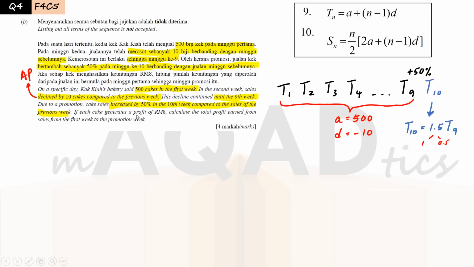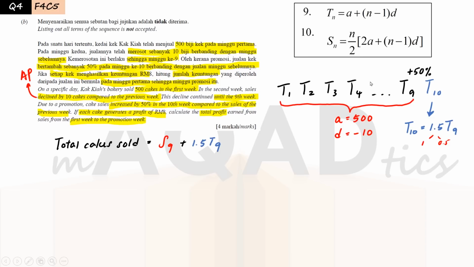Okay, so it says here for each cake generates a profit of RM8. So now we need to find the total profit from the first week, which is T1, to the promotion week, which is T10. Okay, so to find the profit, let us find the total cakes sold first. Alright, so here this 9 weeks, the first 9 weeks, it is following this progression. So this is the first 9 terms. Then we are going to use S9 to help us calculate the total sales in the first 9 weeks. Okay, and then we are going to add the value of Tn, which is this one, 1.5 times T9.